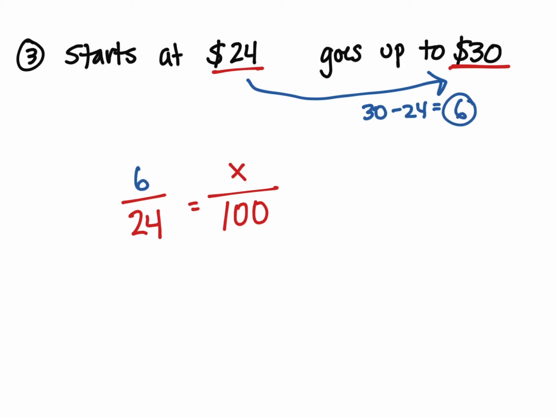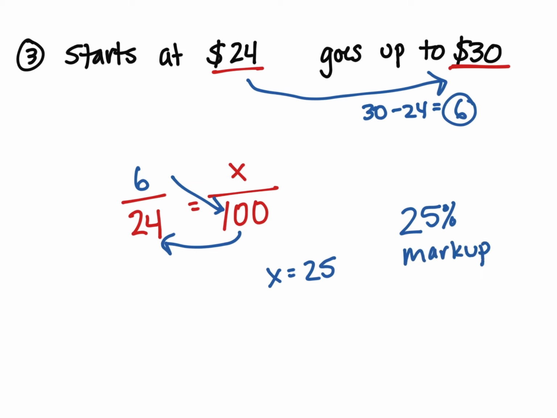So the increase goes above the whole. Now we cross multiply. So 6 times 100 is 600. And divide by 24. Which gives you 25. And since that was above the 100, that's the percentage that we're going to use. So our answer here is 25% of a markup. And that's it.